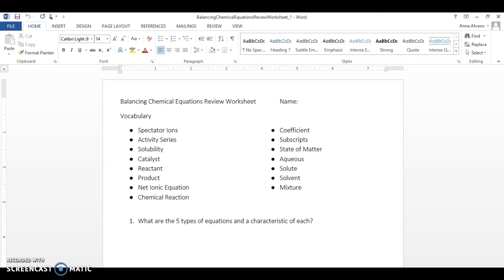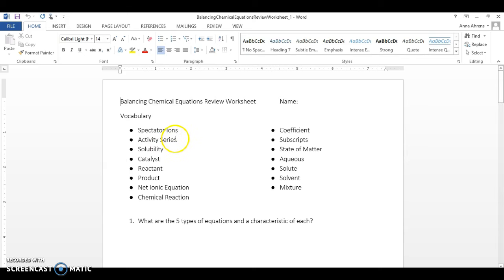So let's go ahead and talk about this key vocabulary. I'm not going to write all the definitions for you. I'm just going to talk about them and show you again what they are. So remember, a spectator ion, we talked about spectator ions today. A spectator ion is just an ion that does not partake in the chemical reaction.